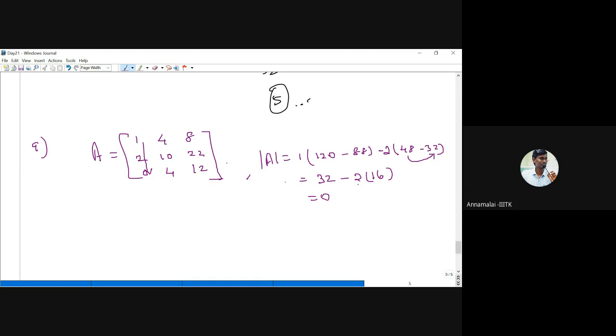Rank is 2 means what? You have to find at least one 2x2 submatrix whose determinant is non-zero, then rank is 2. Now if we take any 2x2 submatrix, suppose I am taking this one, what is the determinant? 10 minus 8, we get 2. It's a non-zero number. Therefore, at least one 2x2 submatrix has a non-zero determinant. Therefore, rank of the matrix is 2. So that is another way of finding rank.